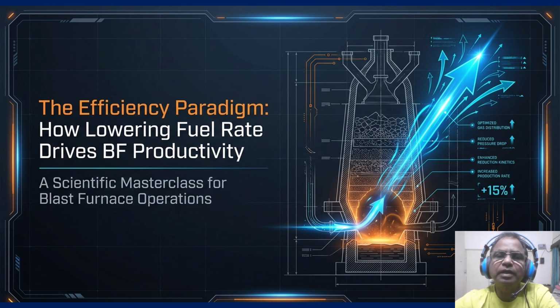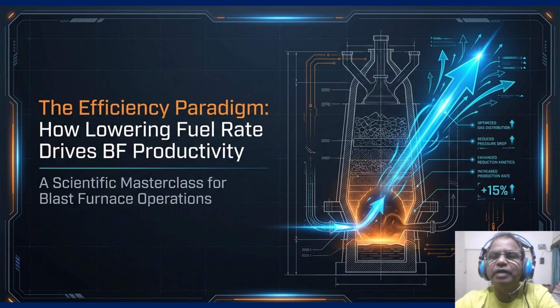Looking at the title slide, you see a technical blueprint of the furnace with a massive blue arrow surging upward. This represents the 15% productivity jump achievable through scientific optimization. By the end of this session, you will gain three specific deliverables. First, a master-level understanding of the oxygen-carbon gasification limit. Second, the 3.5 kg leverage rule for capacity forecasting. And third, the aerodynamic law of K factor that acts as your ultimate production gatekeeper.